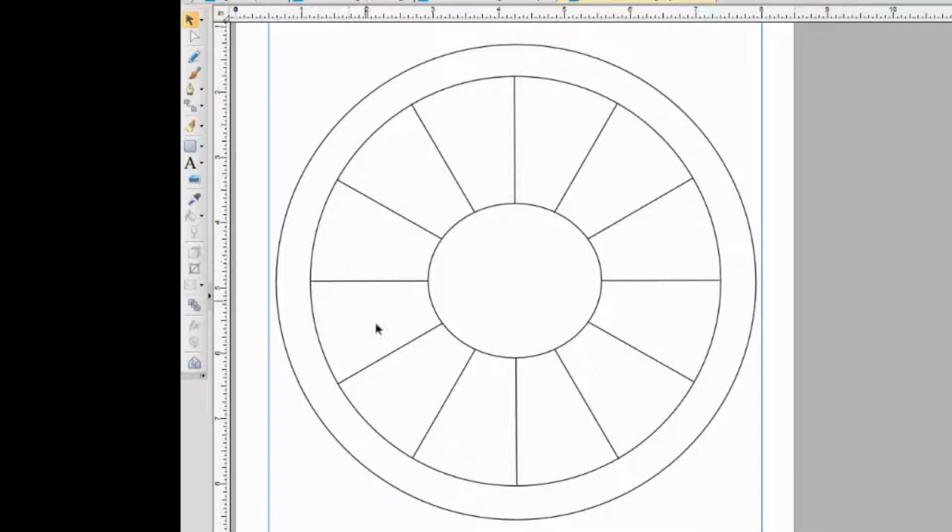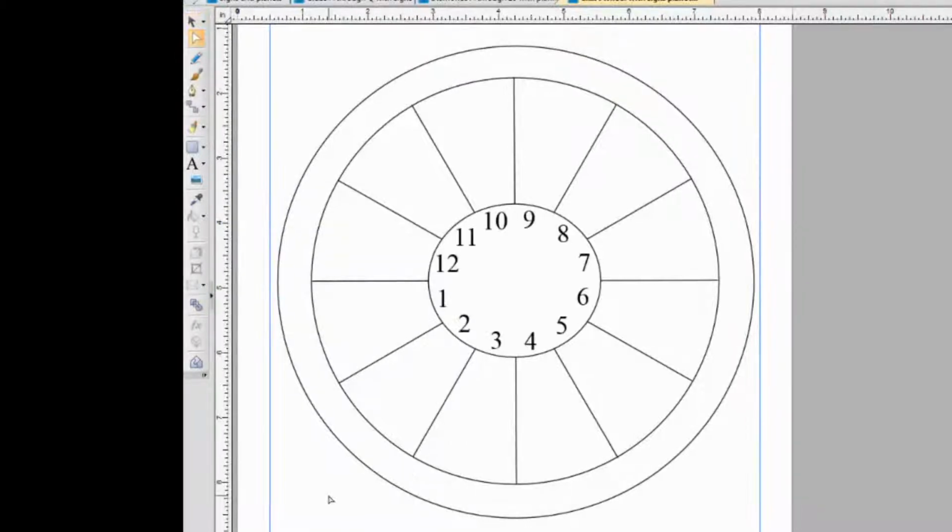These divisions right here are called houses, and they are numbered. So let's put the numbers in. In the natural chart, every house corresponds to a sign. So the first house corresponds to Aries. Let's put that in. Here's Aries. The second house corresponds to Taurus.